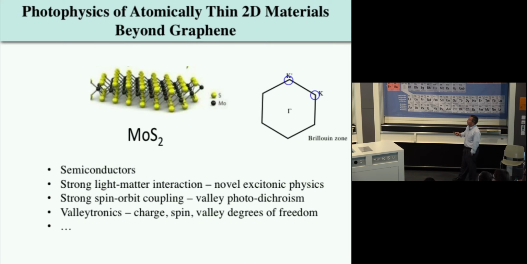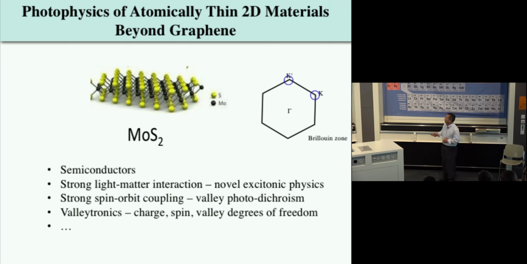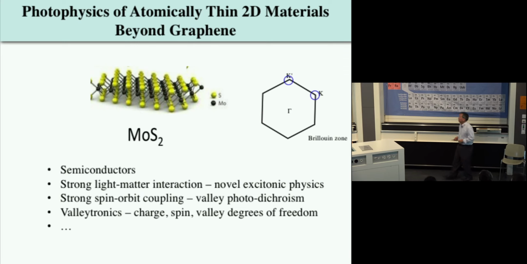Now let me turn to another topic. This is the photophysics of 2D systems, for example, boron nitride and molybdenum disulfide. Molybdenum disulfide is very similar to graphene in terms of its symmetry, but it's a semiconductor. The low energy states are similar to graphene at the corner of the Brillouin zone.